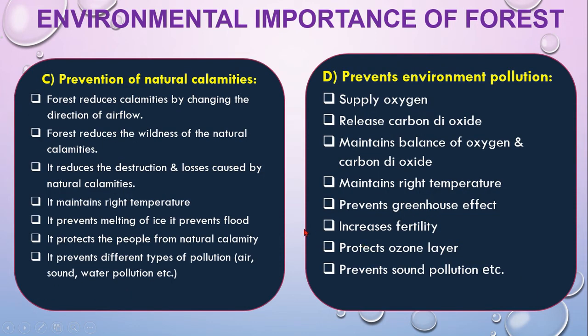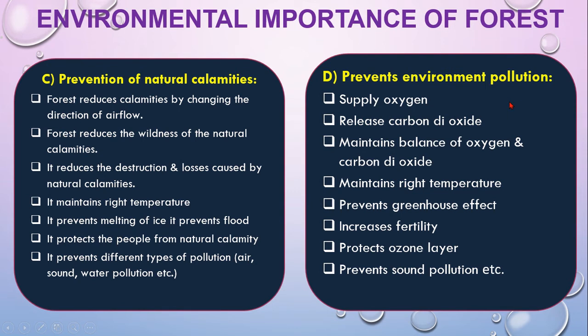Prevention of natural calamities. Forests reduce changes in airflow and the destruction and losses caused by natural calamities. They maintain the right temperature, prevent the melting of ice, prevent floods, and protect people from natural calamities. They also prevent different types of pollution, like air pollution and water pollution. Then it prevents environmental pollution as well.